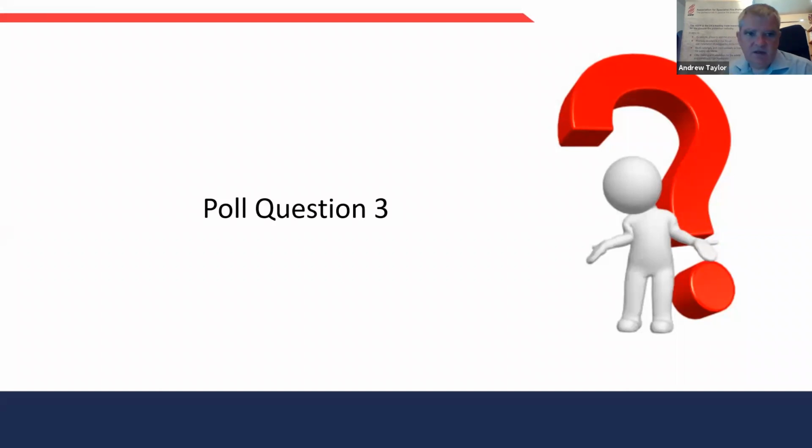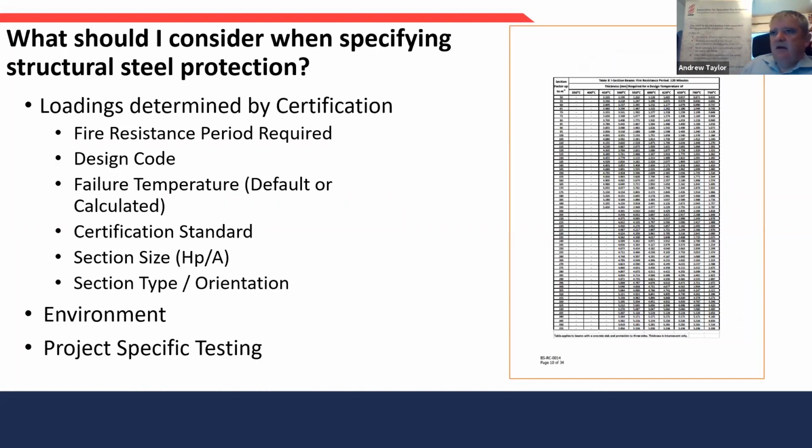We're going to crash on with the rest of this now. What should I consider when specifying structural steel protection? Well, obviously, as ASFP, we always talk about third-party certification being the way of the future, and we'll explain that a bit more in a few slides' time. We've already covered where fire resistance period comes from. We've covered design codes and the effect they can have, and how design code can influence failure temperature.